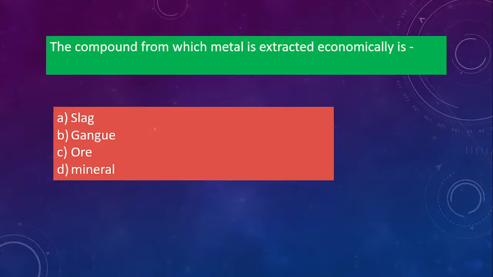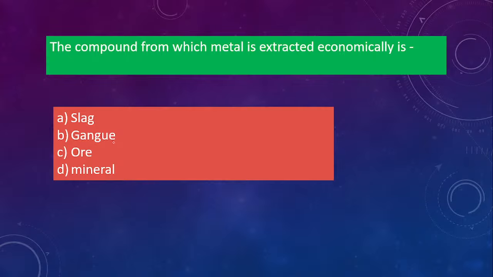The compound from which metal is extracted economically is... Okay, so you have to say the process. Which compound is extracted from the metal economically? You have to think economically, means with low cost or minimum cost. How will you extract the metal of the compound from which metal is extracted?